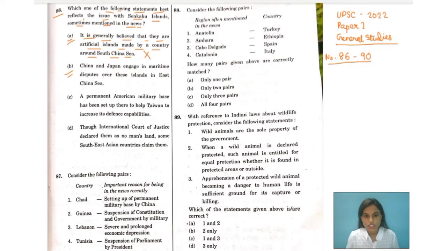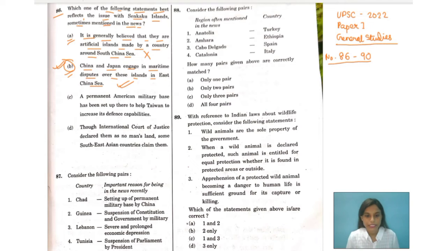What about option B? China and Japan engage in maritime disputes over these islands in the East China Sea. Yes, this one is correct. So option B is correct. I'm not considering the last two options because they are absolutely wrong.